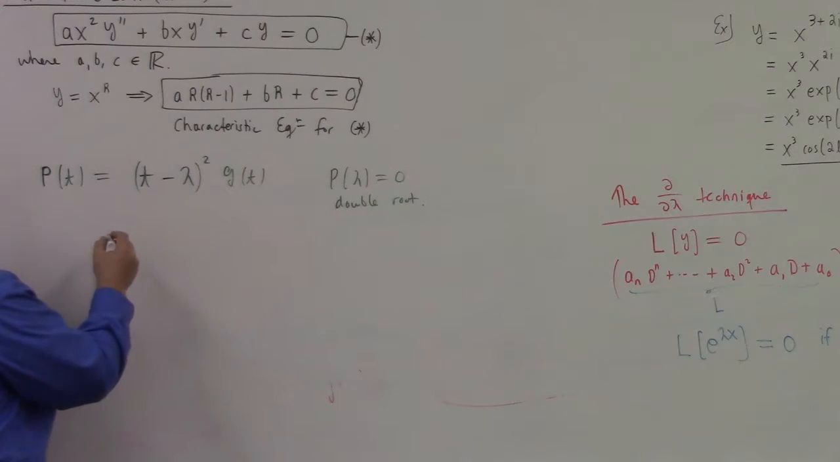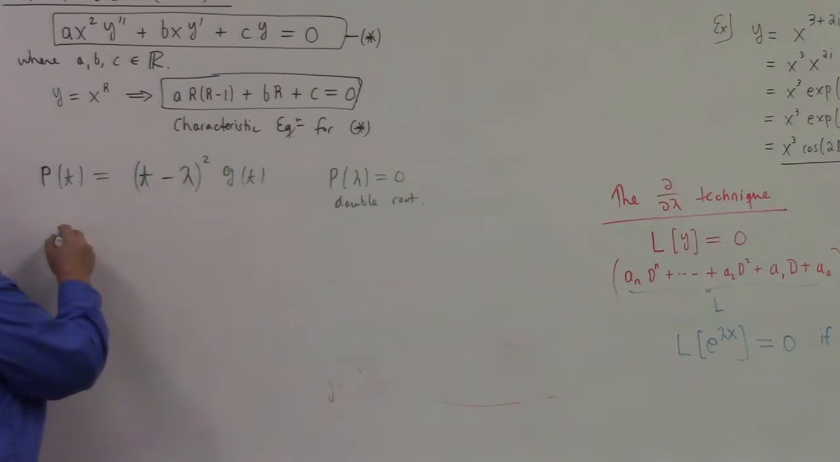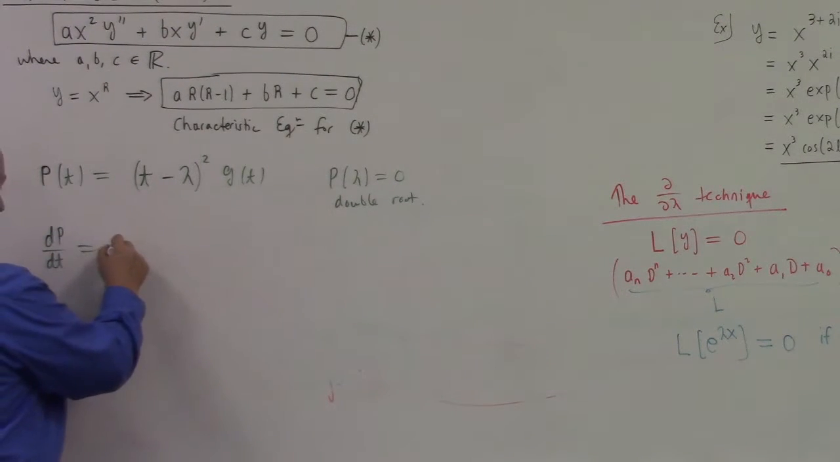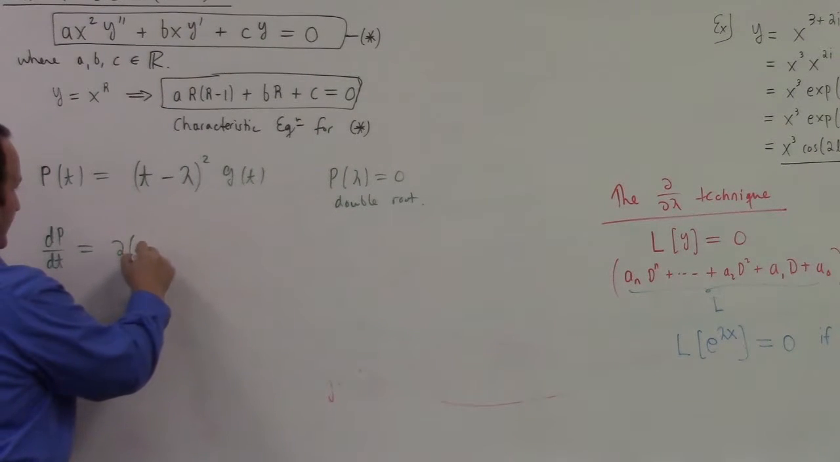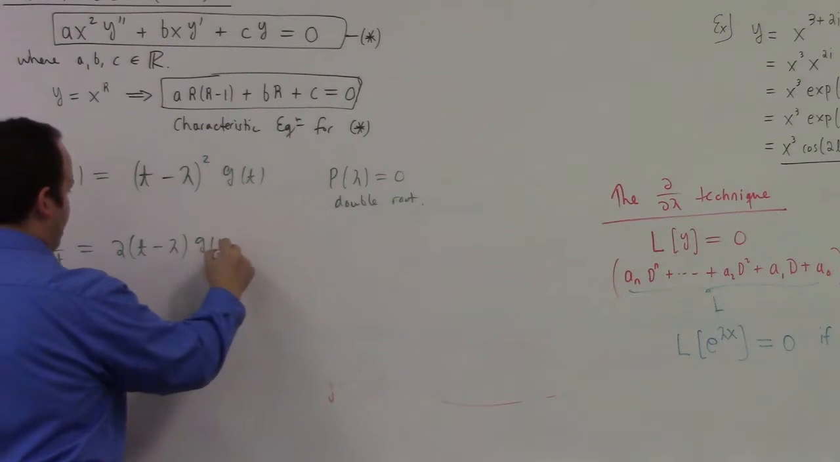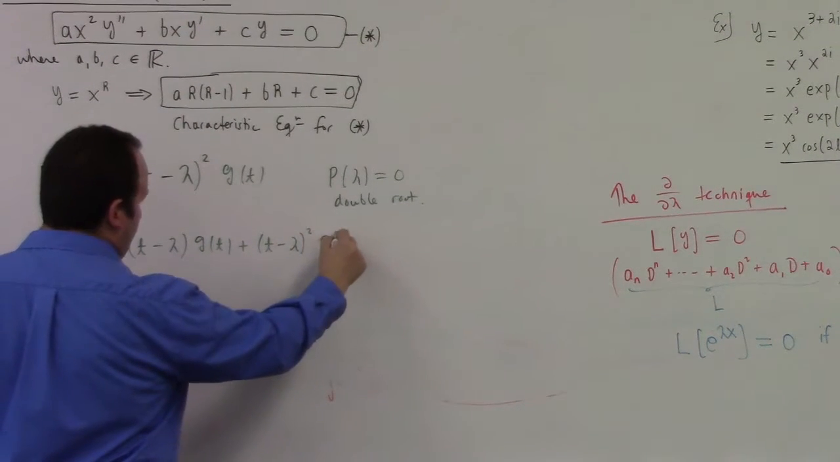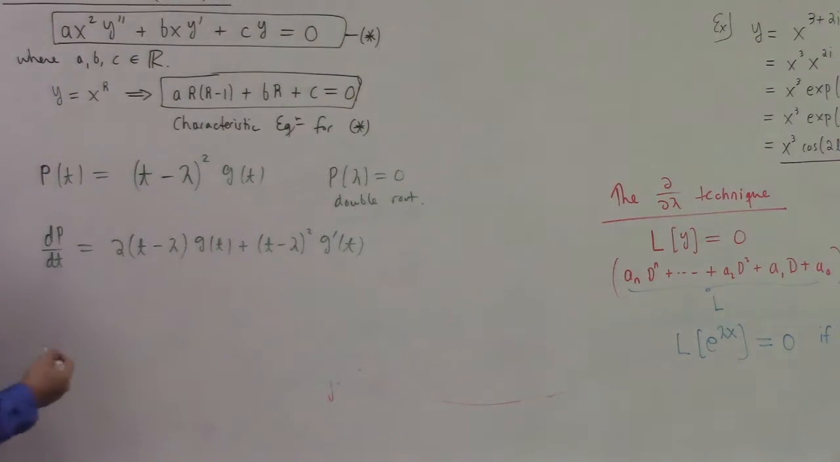Then if I calculate dp dt, what do I get? I get 2 (t minus lambda) g of t plus (t minus lambda) squared g prime of t by the product rule, right? So this factor here is necessary.